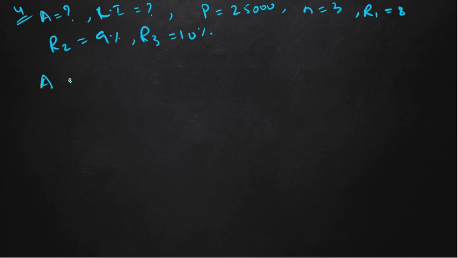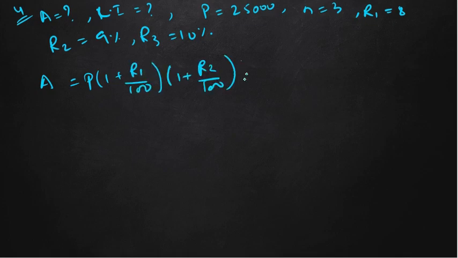So what will be the formula for amount for 3 successive rates? This will be P into 1 plus R1 by 100 into 1 plus R2 by 100 into 1 plus R3 by 100. This is the formula, similar to the previous one, question number 3, which I have done in the previous slide. So you try to solve this. After finding the amount, you can proceed to find compound interest. That will be amount minus principal. So you take this as homework.